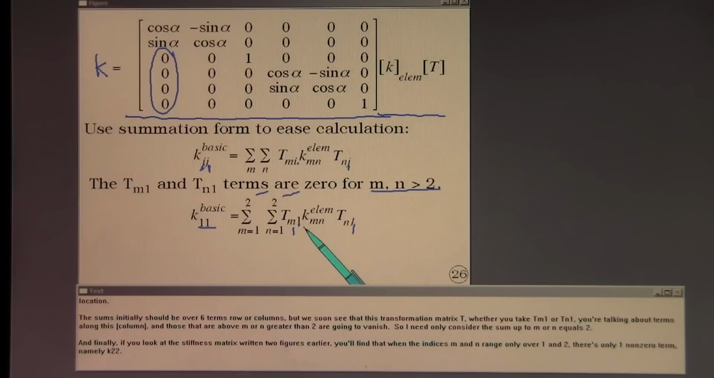And finally, if you look at the stiffness matrix written 2 figures earlier, you'll find that when the indices m and n range only over 1 and 2, there's only one non-zero term, namely K22.